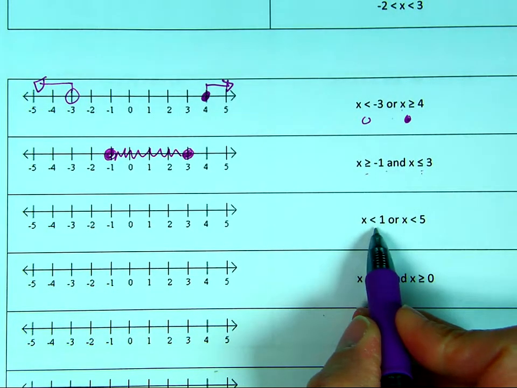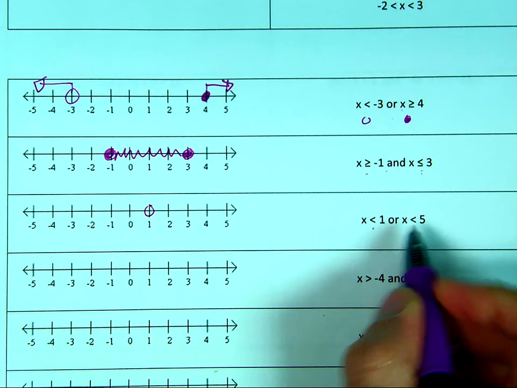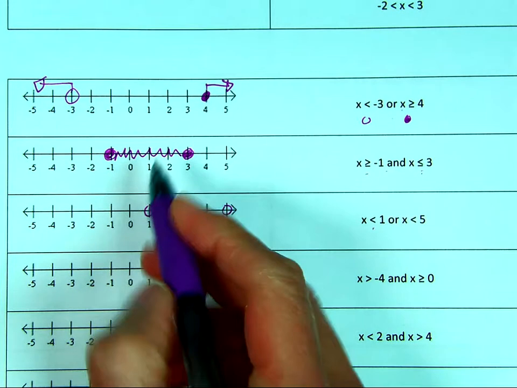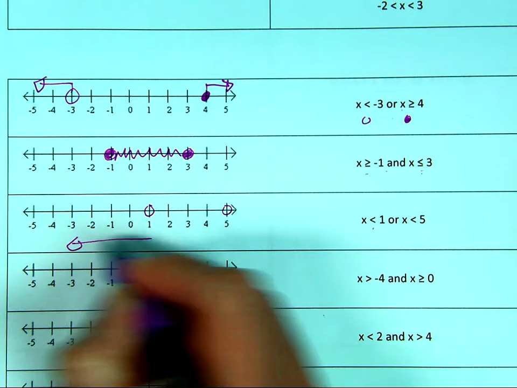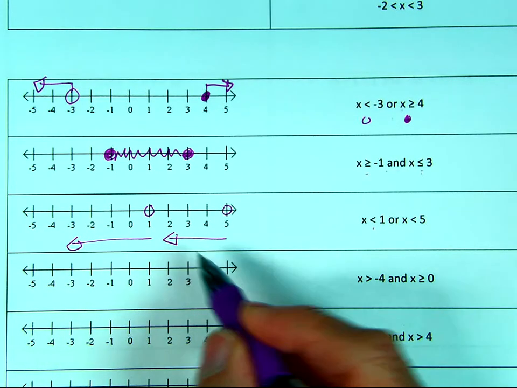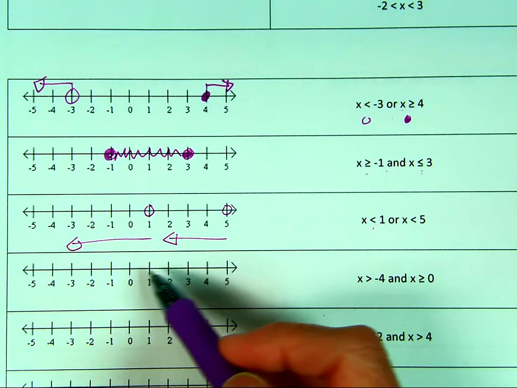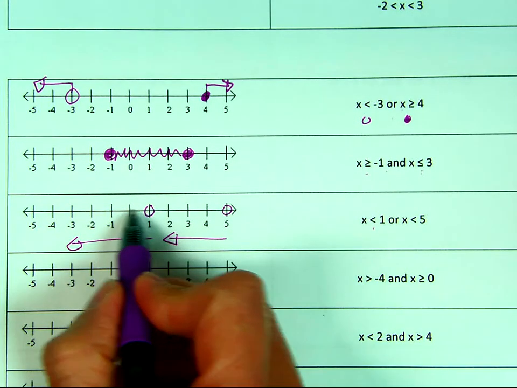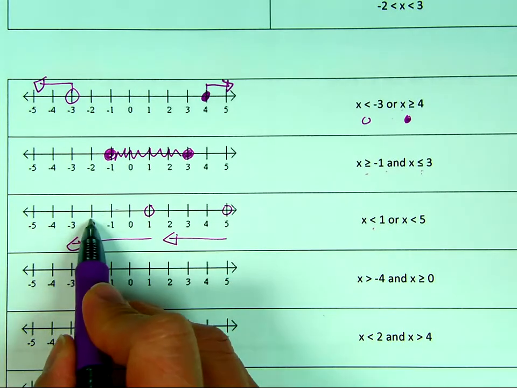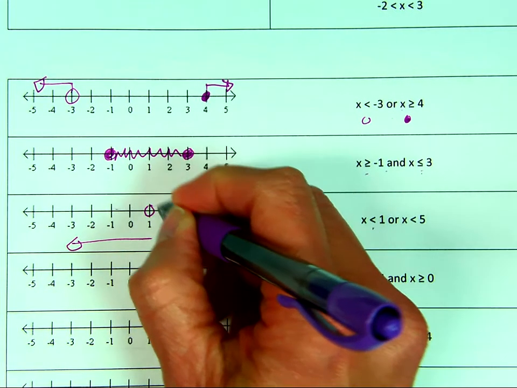Okay, x is less than 1, so it's an open circle, or x is less than 5. Let's talk about that for a minute. It's less than 1, which would look like this, right? Or less than 5, which would look like this. And since it's an or, it doesn't matter if they're both the same or not. It just is one or the other. Since all of the ones that are less than 1 are included in the less than 5, because negative 2 is also less than 5, I would just have one arrow.